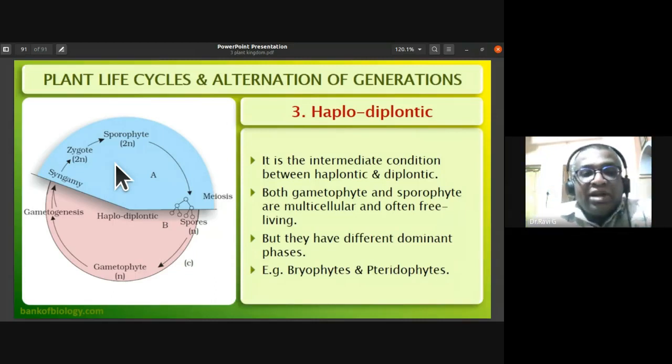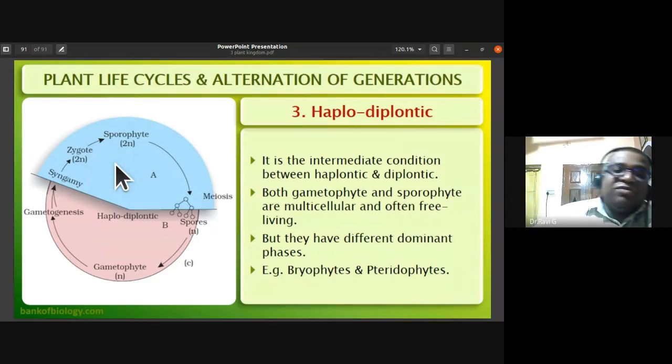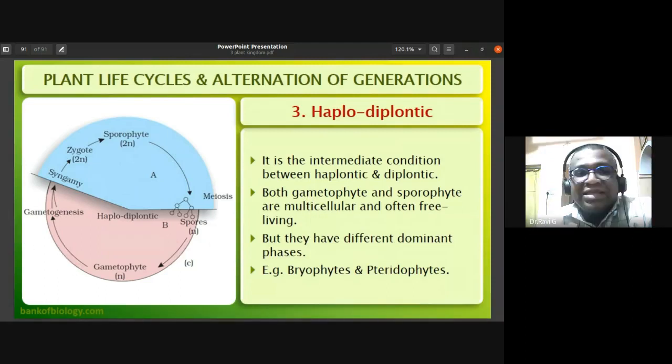Both the gametophyte and sporophyte are multicellular and often free living, as in pteridophytes. But in bryophytes, the sporophyte is dependent on the gametophyte, which you are aware of. So they have different dominant phases, diploid and haploid, but they are almost equally distributed. Examples for the haplodiplontic life cycle are bryophytes and pteridophytes.